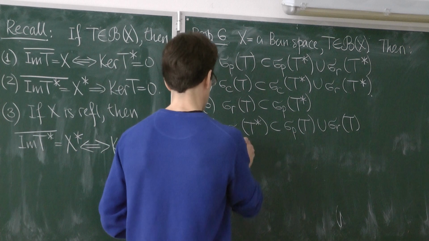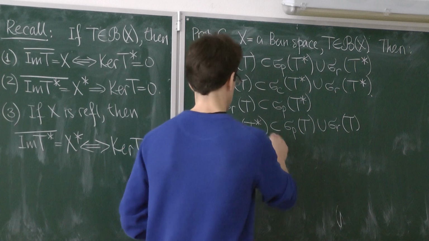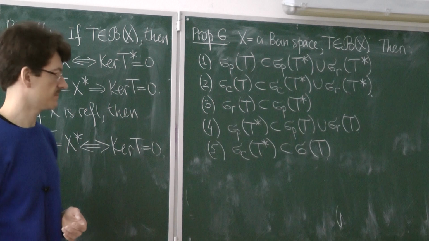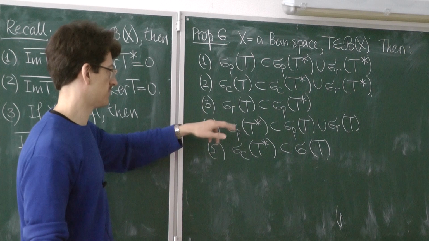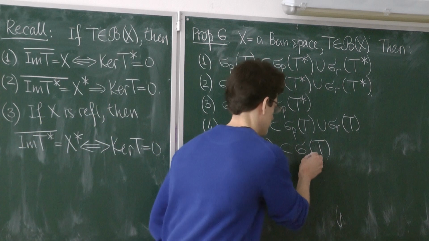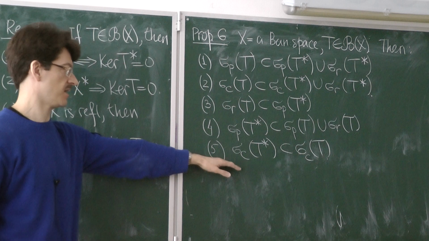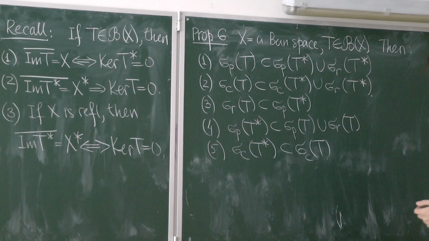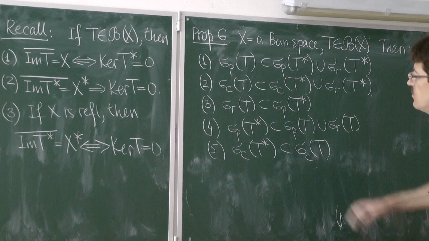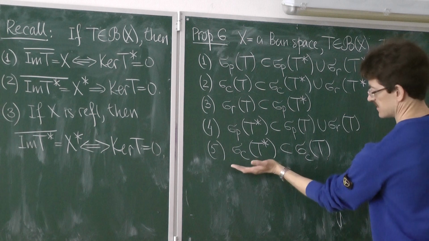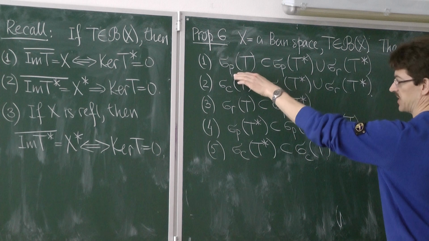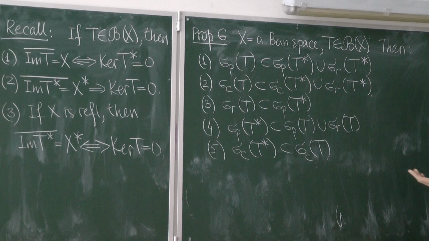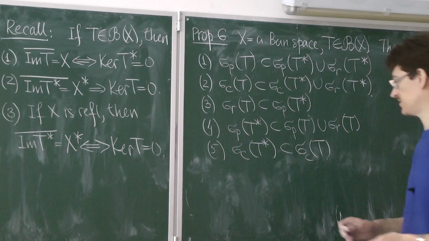Inclusion 5, the continuous spectrum of T star is contained in the continuous spectrum of T. So this is not a direct analog of 2, of course. This is even stronger than part 2. So in this case, we can say more. And this is immediate from 1 and 3. Because if lambda is here, it cannot be in the point spectrum of T because of this inclusion, and it cannot be in the residual spectrum because of this inclusion. So it must be in the continuous spectrum of T.